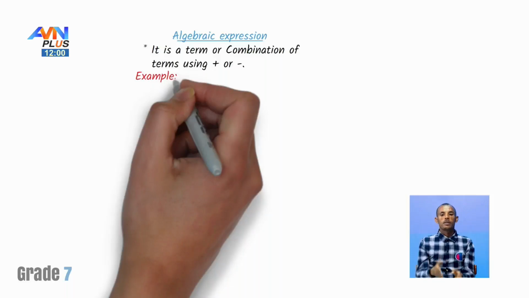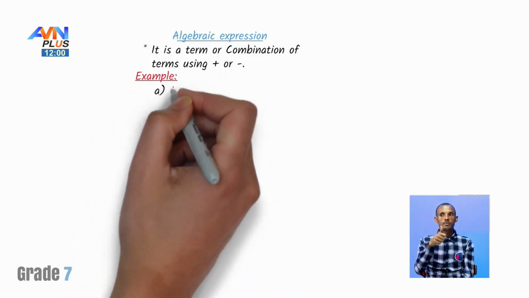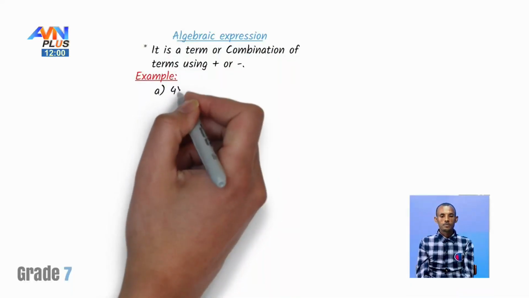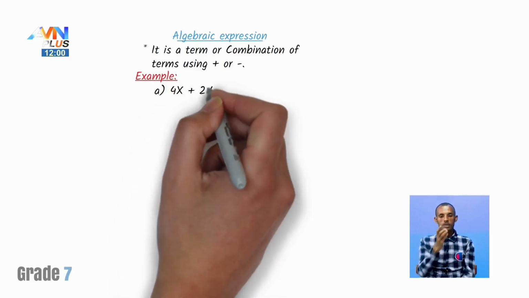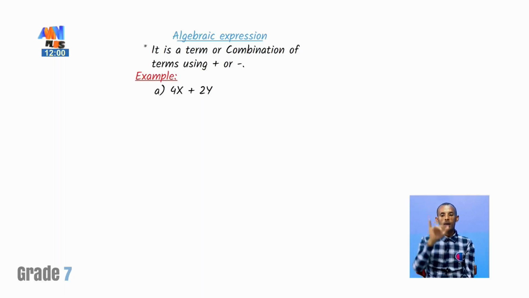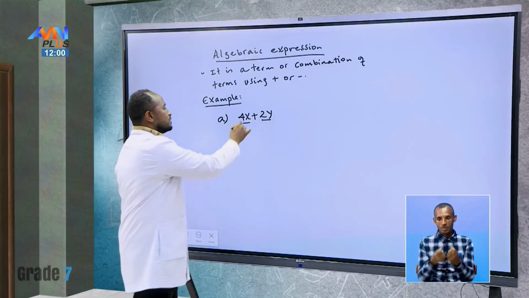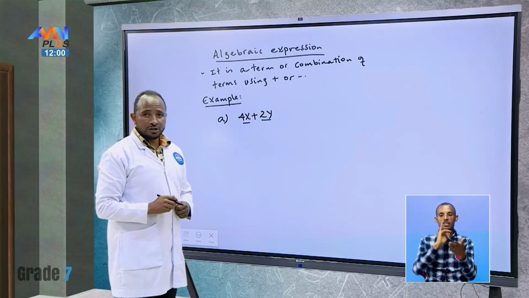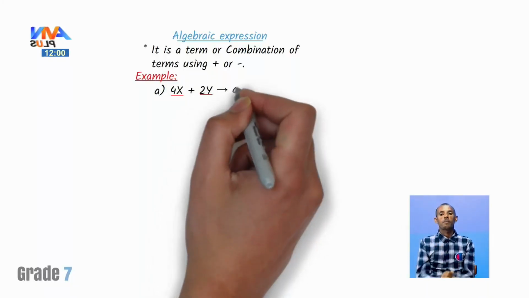Let's see an example. Take this one: 4x plus 2y. When you see these two, this one is a term, and this one is also a term. These two terms are combined by plus. Therefore, this is an algebraic expression containing two terms.